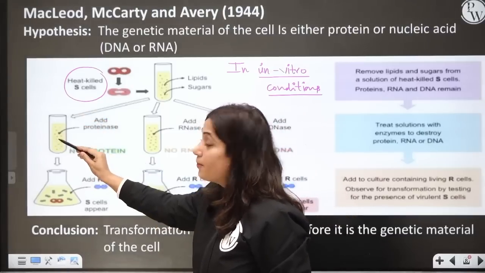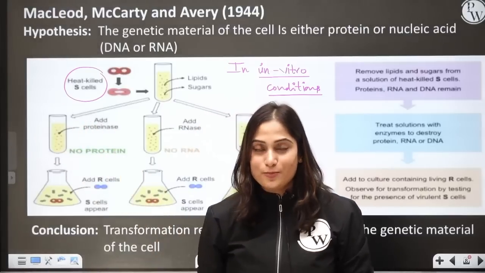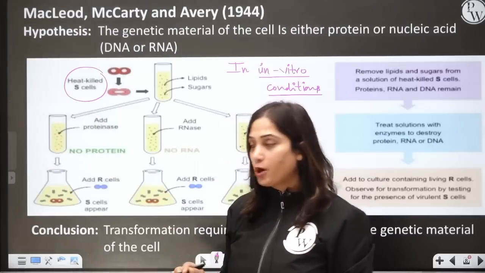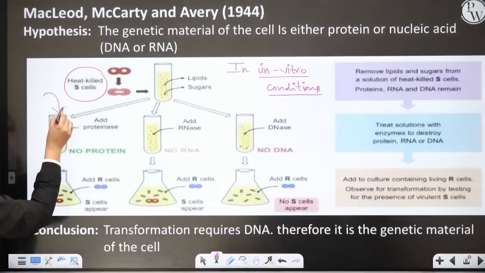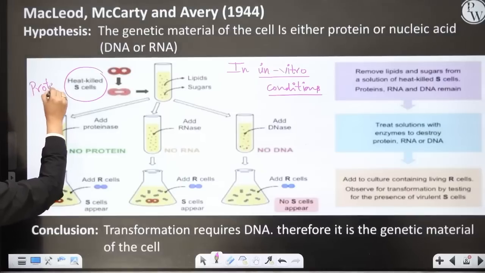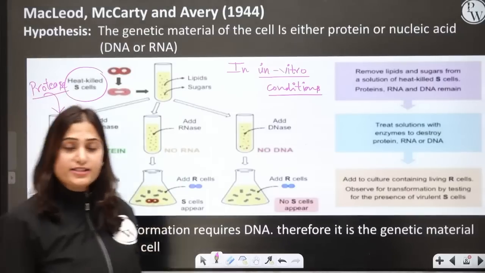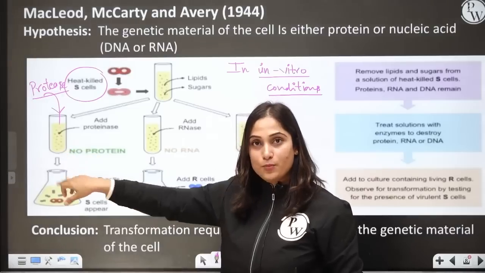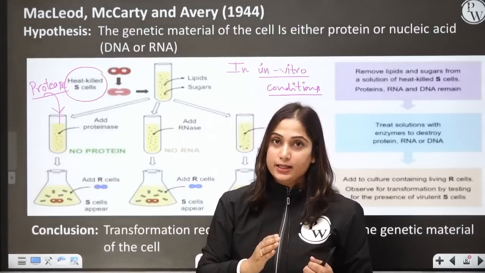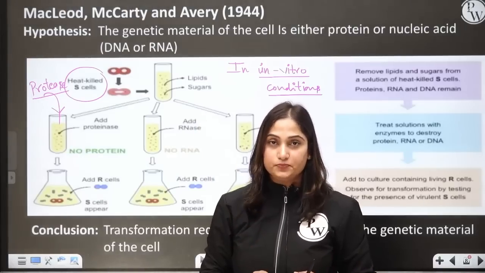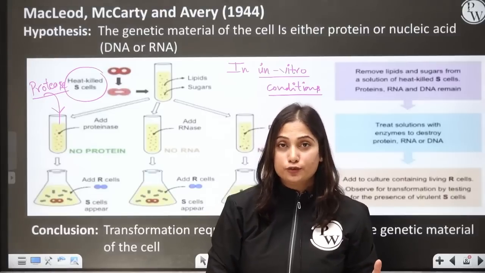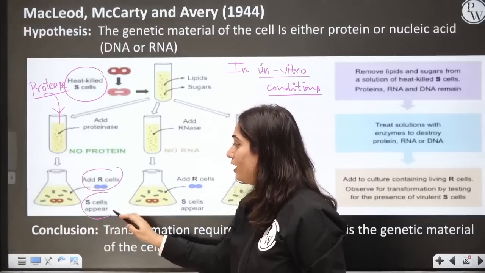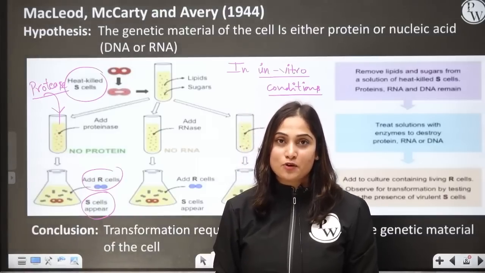So when we added this mixture of biochemicals into the first test tube, along with this mixture, we added the enzyme proteinase, or you can say the enzyme protease. Now, what is the function of enzyme protease? It degrades the protein. So, in this first tube, we have a mixture, but after adding the enzyme protease, it degraded the protein. Even after the degradation of protein, you can see here in the test tube that the R cells were getting transformed into the S cells. That means transformation was still there.